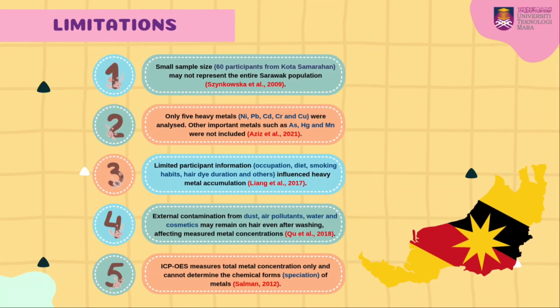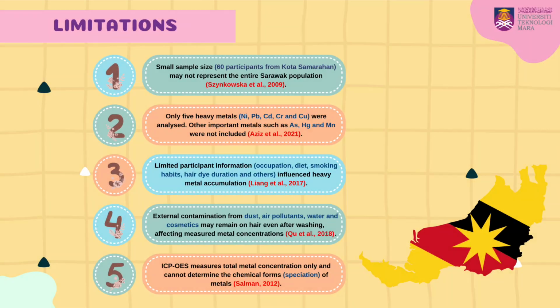Actually, there are several limitations in this study. First, the sample size was relatively small, with only 60 participants from Kota Samarahan, so the findings may not represent the entire Sarawak population. Second, only 5 heavy metals were analyzed, while other important metals such as arsenic, mercury, and manganese were not included. In addition, participant information such as occupation, diet, smoking habit, and hair dye history was limited, which may have influenced heavy metal accumulation.